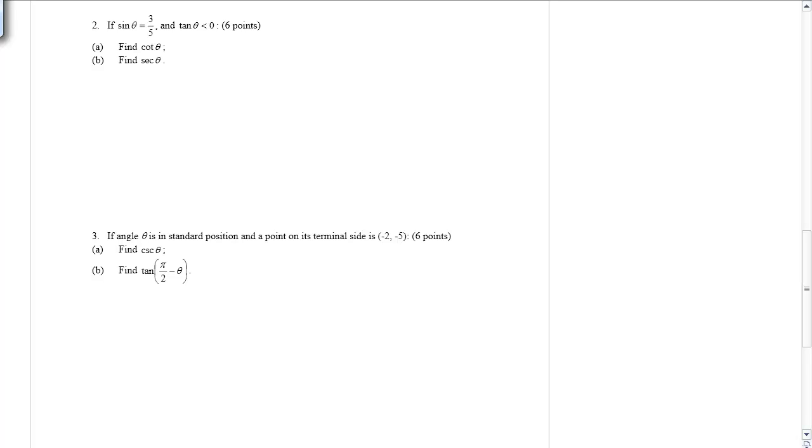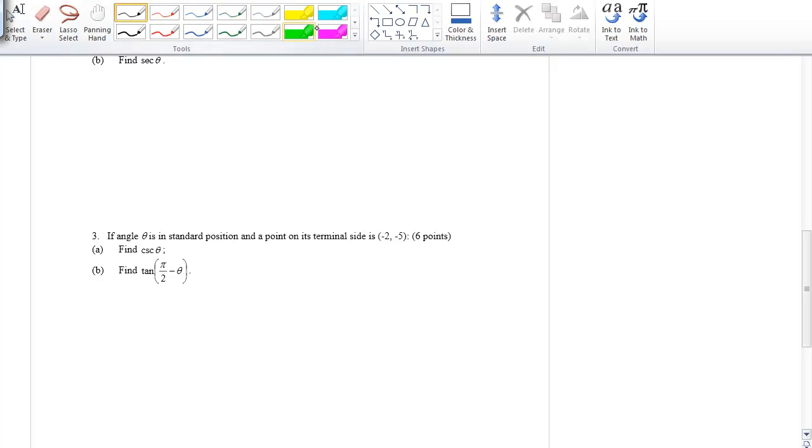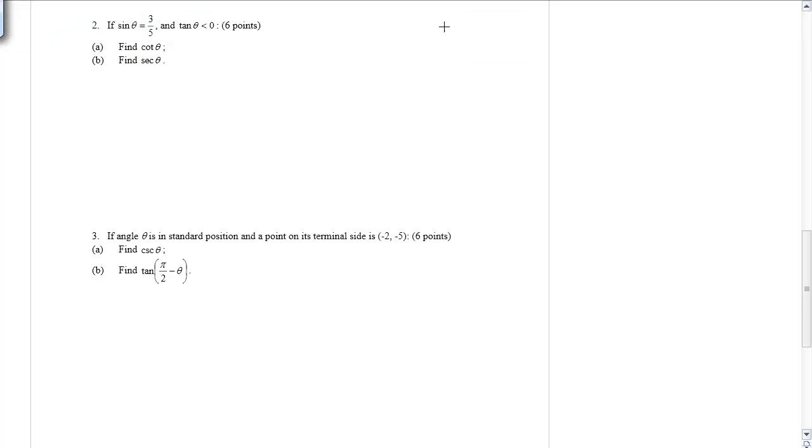If sine theta is 3/5 and tangent is smaller than 0, you need to find cotangent theta and secant theta. Okay, so in this problem right here, it'll be better if we again do a little sketch. Right, so sine theta is 3/5, and from the previous example we already know that sine theta is only positive in the first and second quadrant.